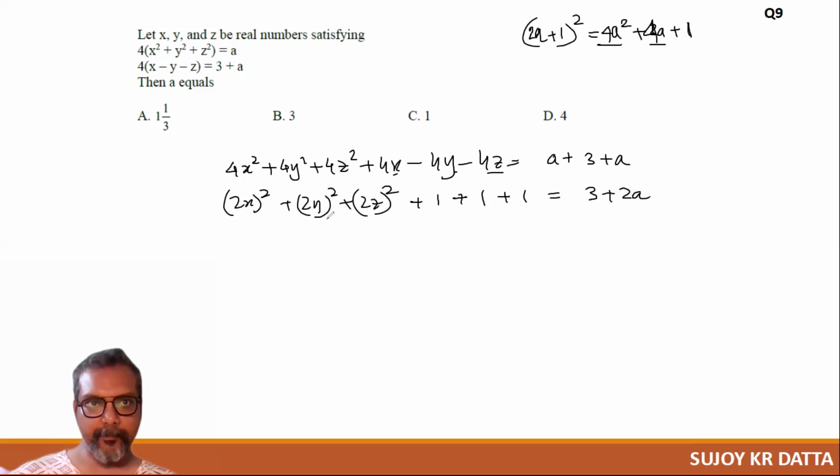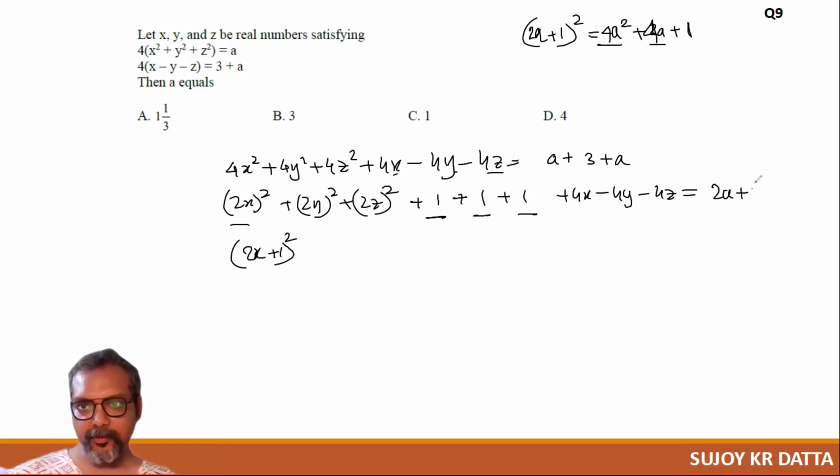So here we will have 2x plus 1 whole square. That will give me 2x squared plus 2 times 2x, 4x plus 1. Okay. Now, since I am adding 1 plus 1 plus 1 on this side to complete the squares, right? So I have added 3. I must add 3 on that side also. So it was already 2a plus 3. I'll add another 3.